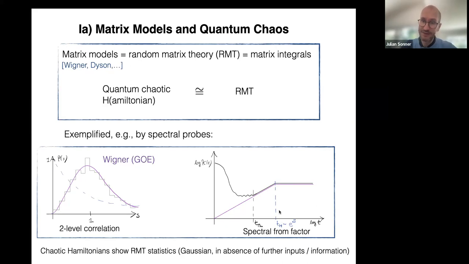And then there are some other characteristic times which we don't need to talk about now, but I can just mention it. This is known as the Heisenberg time, or also the Plateau time. So the point is, matrix models describe the spectrum of quantum chaotic systems in the sense that I said. Quantum chaotic Hamiltonians show RMT statistics. And typically around Wigner and Dyson and Mehta, this statistics is supposed to be Gaussian. And this is something that we will revisit.